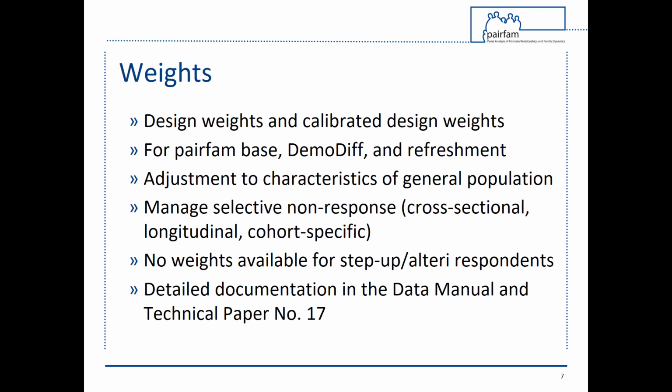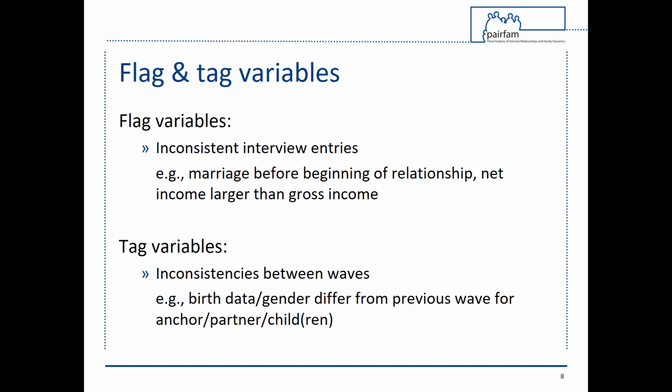A detailed documentation of the weighting factors can be found in the data manual and in technical paper number 17. What are flag and tag variables? Flag variables mark inconsistent interview entries in one wave. For example, if a marriage reportedly began before the relationship with the same partner, or if a respondent's net income is higher than the gross income.